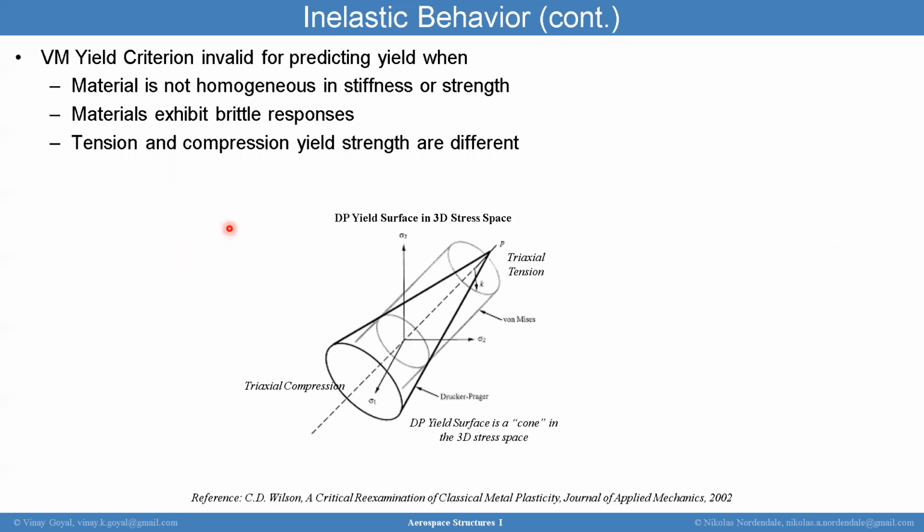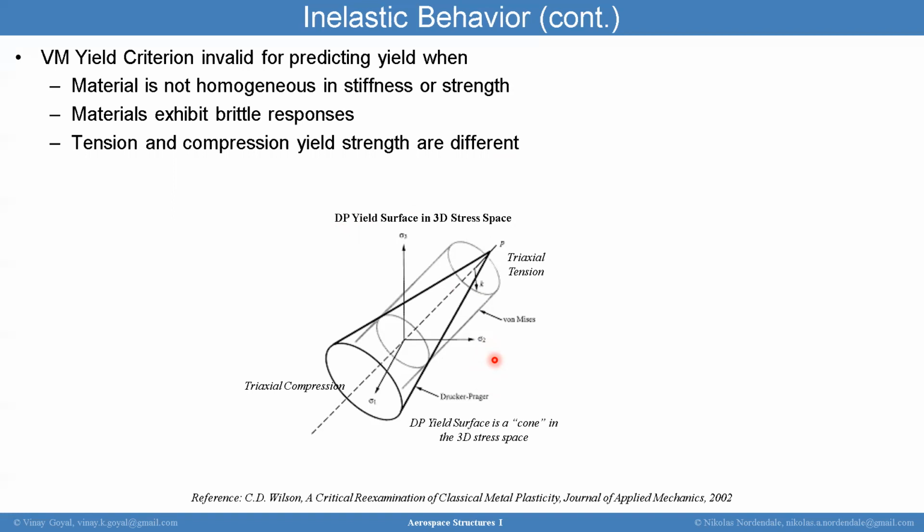So this is probably invalid when, one, the material is not homogeneous in both stiffness and strength, or when materials exhibit brittle response. Brittle responses typically have tension fail at a lower level than compression. And so an old-fashioned yield criterion that has been used for a long time is known as the Drucker-Prager yield surface, which is shown as a cone in the 3D stress space instead of a cylinder.